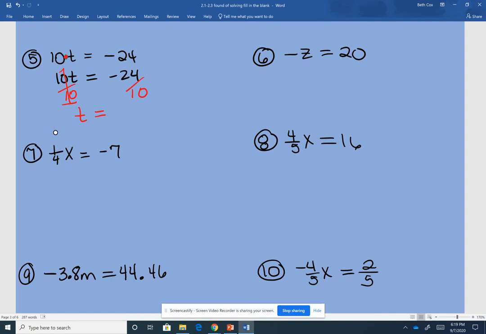So if you can't divide, and we've talked about this before, reduce. If you can't divide, reduce and leave it as a fraction. So this would be negative 12 over 5. And that's my answer right there.